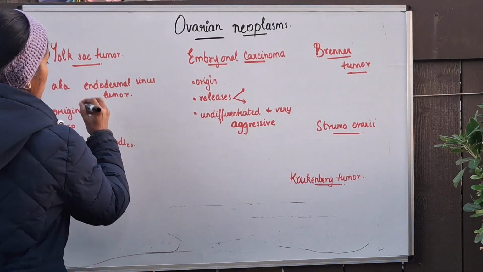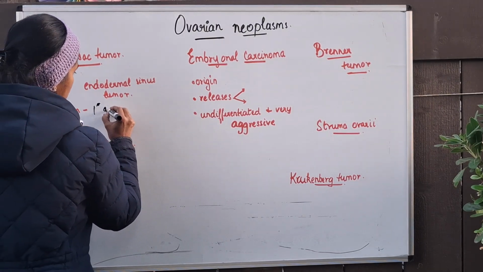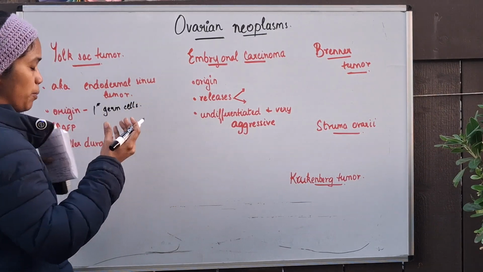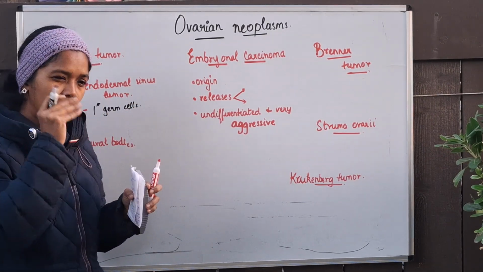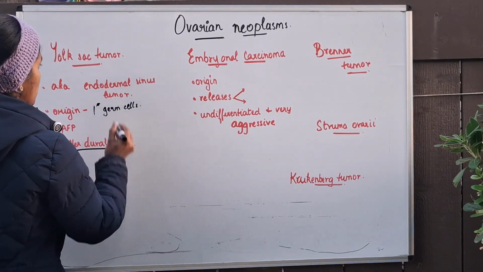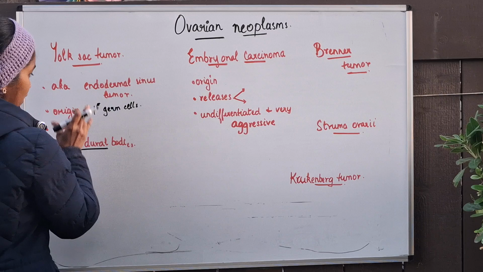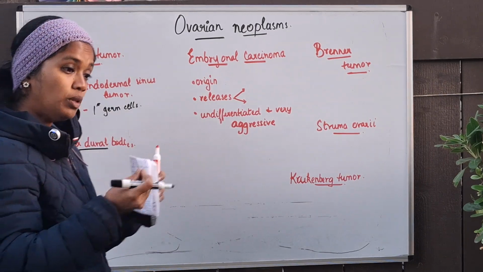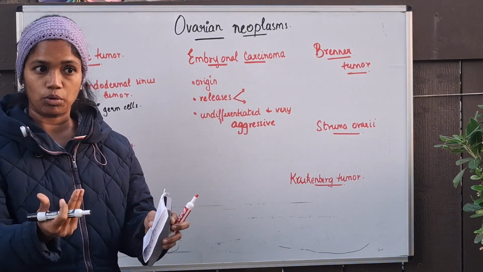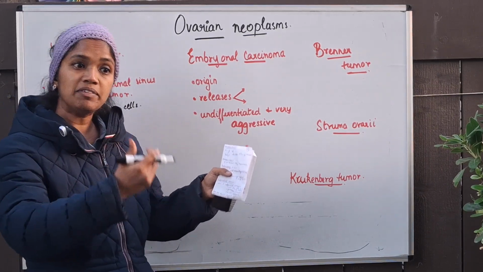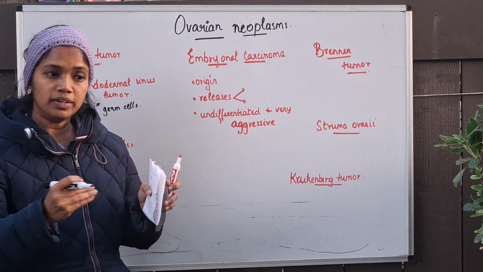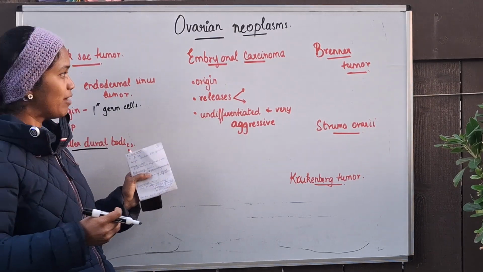So this yolk sac tumor will originate from the primitive germ cells. The primitive germ cells can look like small glomeruli, which are known as Schiller-Duval bodies. This yolk sac tumor has an elevated alpha fetoprotein because we know the primitive fetal liver and the primitive GIT of the fetus produce alpha fetoprotein. So when the tumor arises from the primitive germ cells, the hormone is also the same. Therefore there is an increase in the alpha fetoprotein.